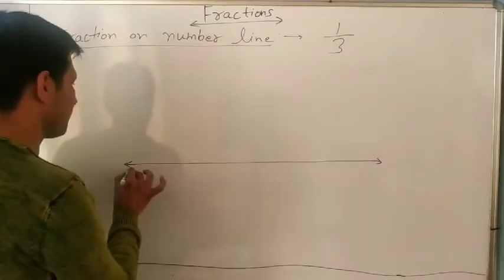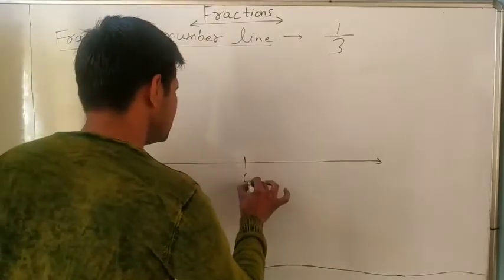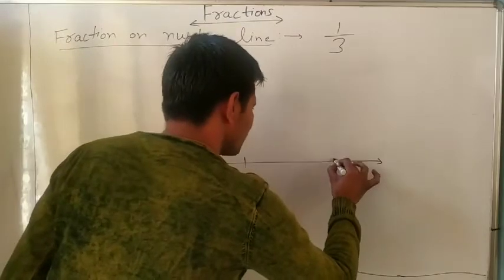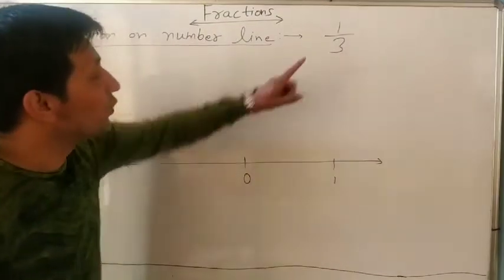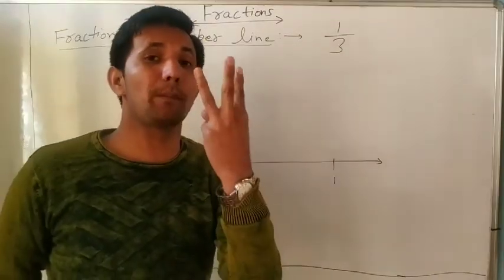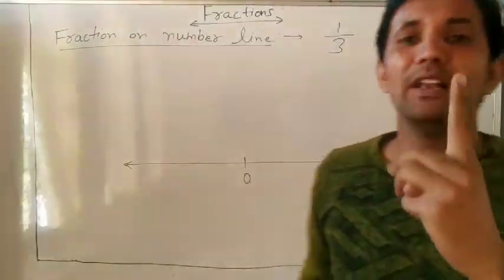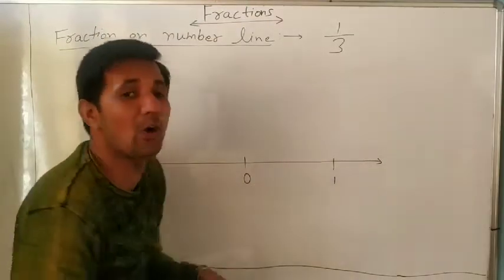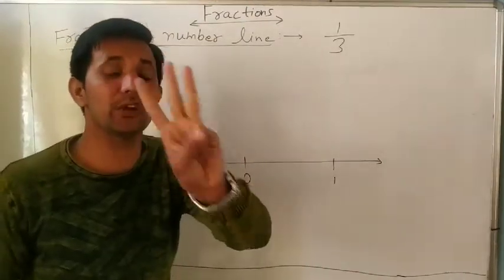It is a number line. It is 0. Left side negative, right side positive, and it is 1. We want to represent 1 out of 3 equal parts. It means that, using a scale, we will divide between 0 to 1 into how many equal parts? 3 equal parts.